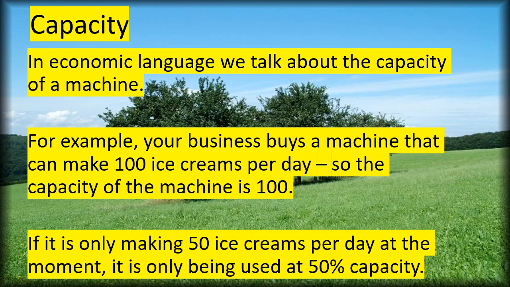We need to talk about capacity. In economic language, we talk about the capacity of a machine. For example, your business buys a machine that can make 100 ice creams per day. So the capacity of the machine is 100. If it's only making 50 ice creams per day at the moment, it is only being used at 50% capacity.